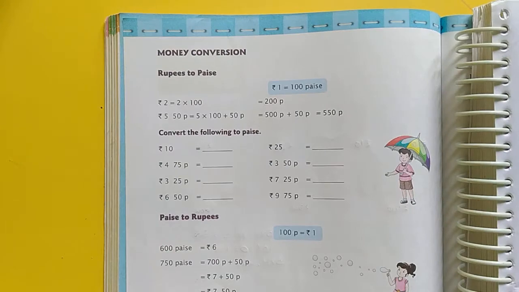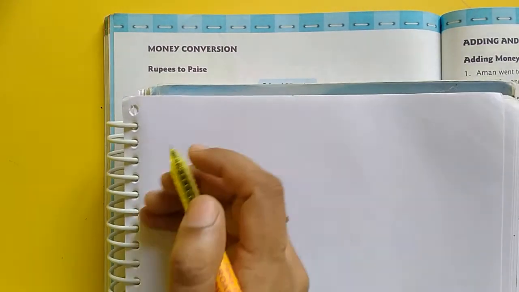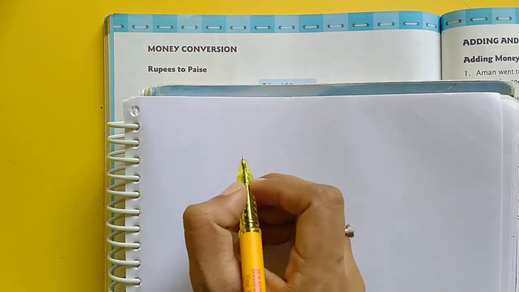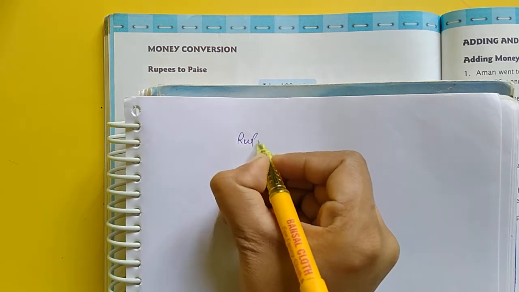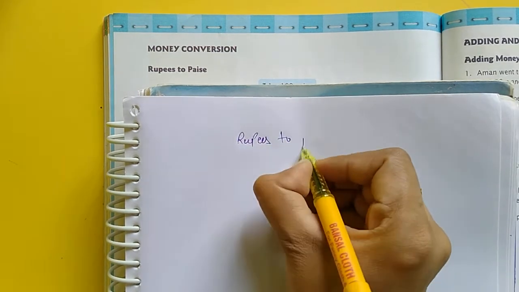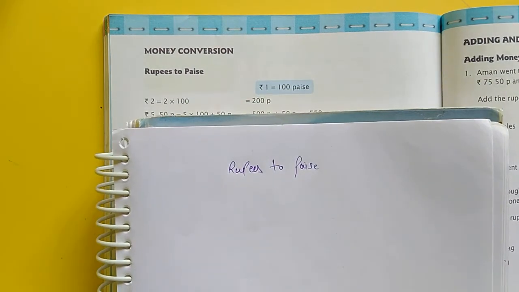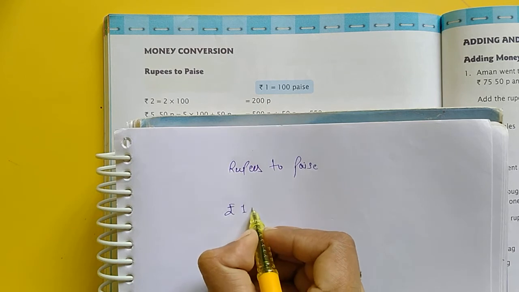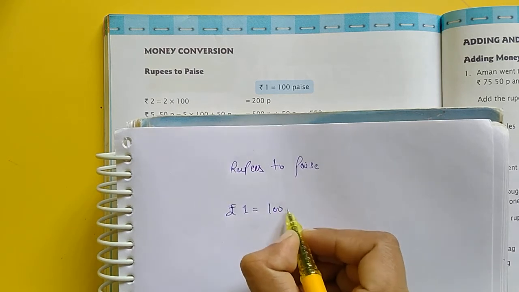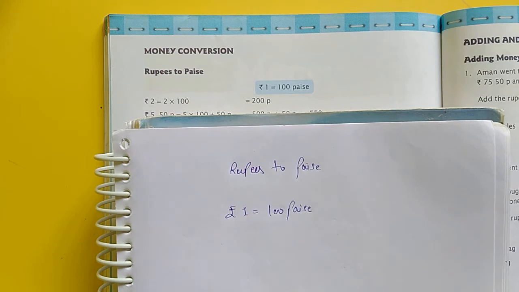So बच्चे next is money conversion. Money conversion means convert rupees to पैसे. Okay, so बच्चे remember 1 rupees equal to 100 पैसे. 1 rupees equal to 100 पैसे.